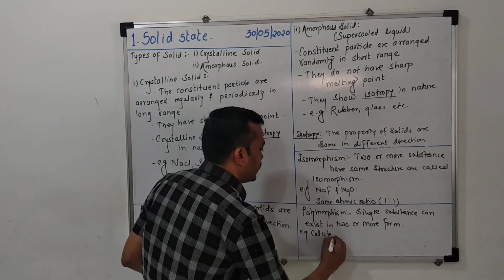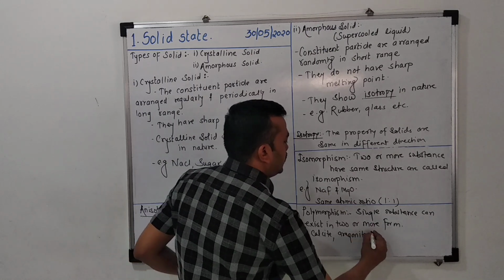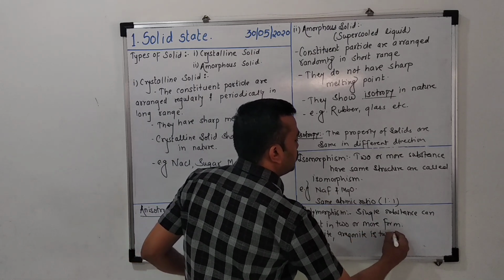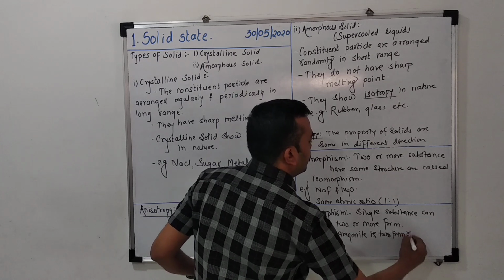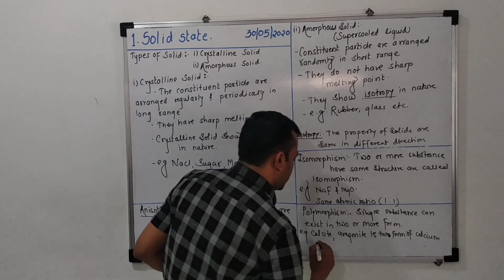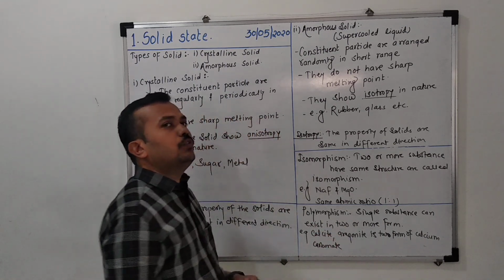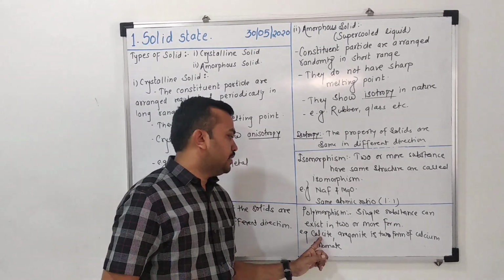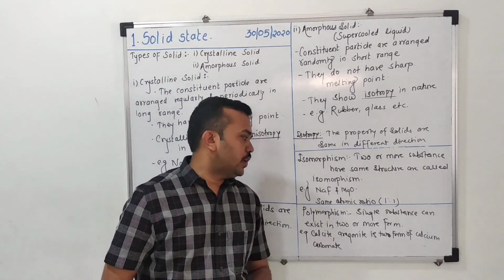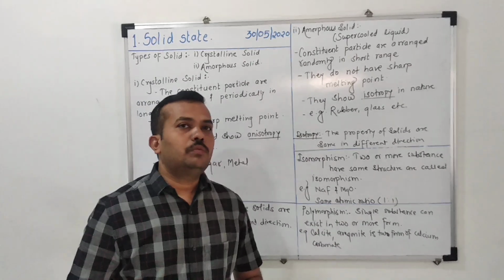Example, calcite and aragonite are two forms of calcium carbonate. कैल्शियम कार्बोनेट के दो फॉर्म ऑब्टेन होते हैं. One is calcite and the second is aragonite. Therefore, that's how the concept of polymorphism works.